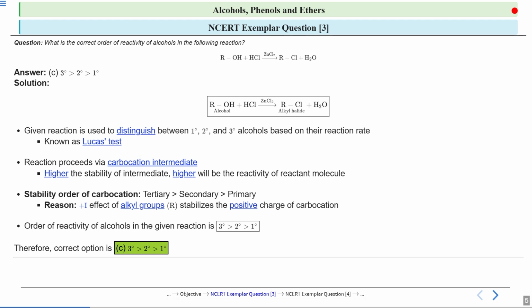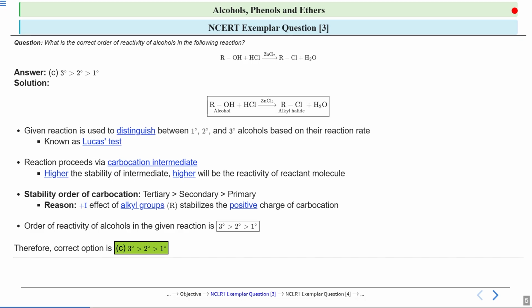Now if I talk about the Lucas test, when an alcohol reacts with HCl in the presence of ZnCl2, it gives an alkyl halide. Alcohols are soluble in water, but their alkyl halides are not soluble. The tertiary one shows immediate turbidity in the Lucas test, whereas the secondary one shows turbidity after some time. And the primary one does not show turbidity at all.